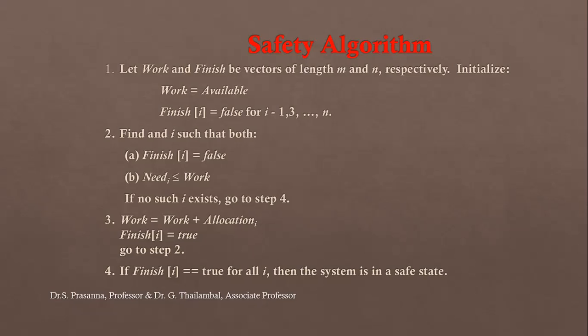If none of these two conditions in step 2 is satisfied, then it will go to step 4. If finish of i is equal to true for all i, then the system is in a safe state. If it comes to step 4 with a request of 100 resources, but we have only 50 resources, then it is a failure. So finish of i cannot be true. If one of the processes in the sequence has finish of i not equal to true, that is, false, definitely the system will not be in a safe state. So you cannot allow those processes to enter the system for execution.